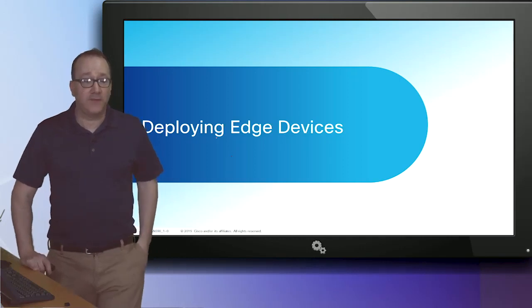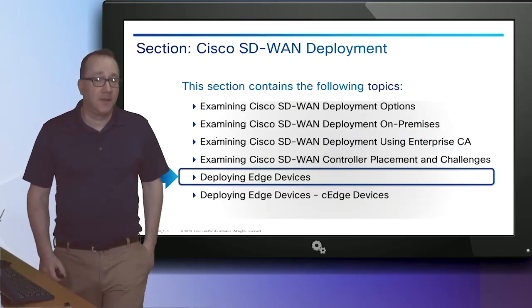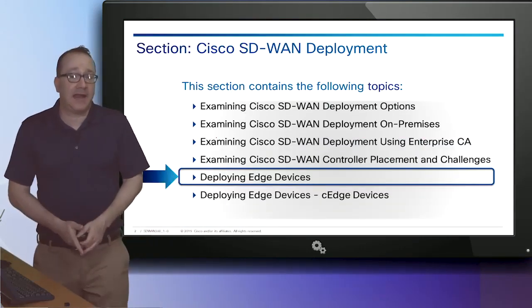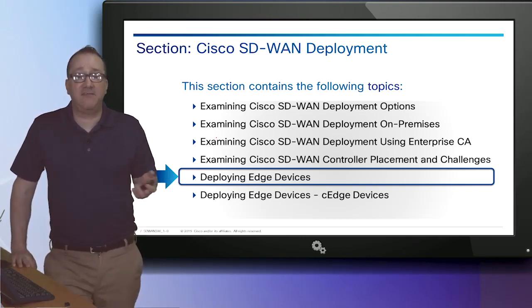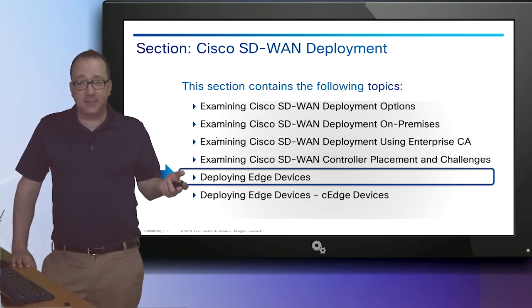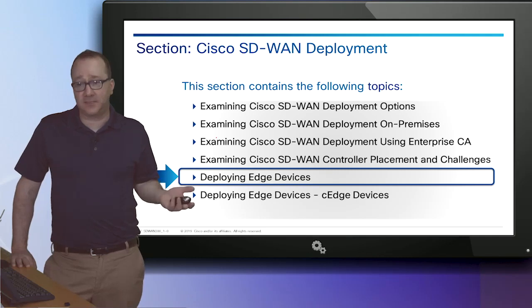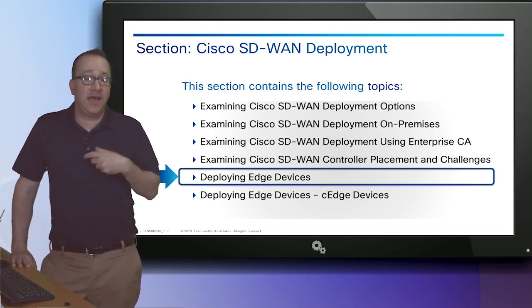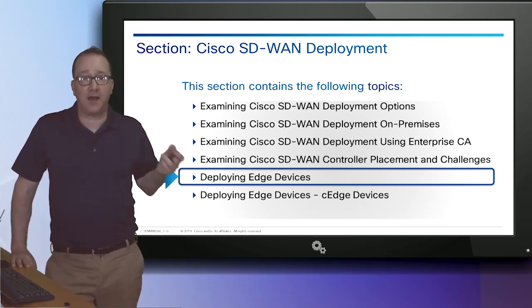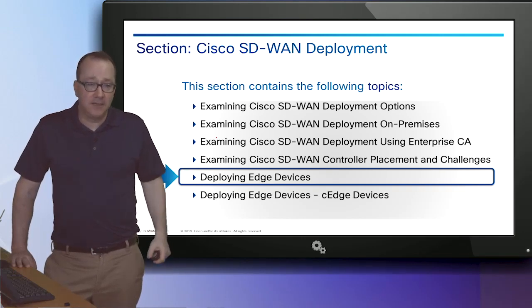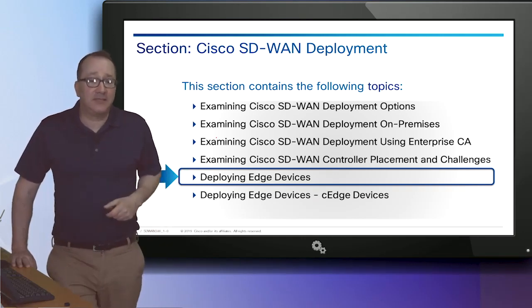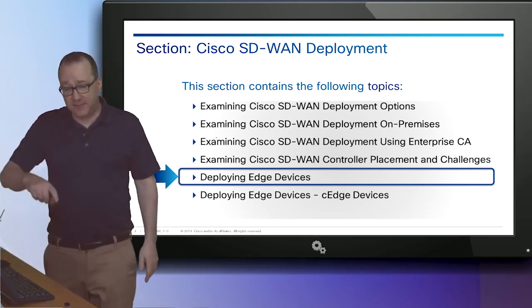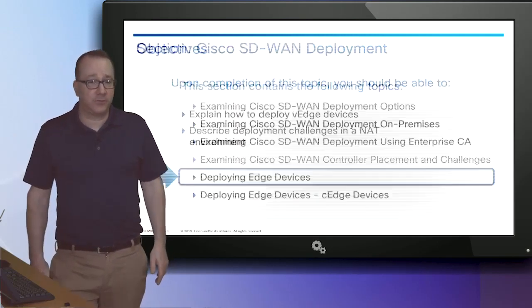We're going to talk about deploying these edge devices. All right. So basically, we're going to just talk about how we deploy the C edge and V edge devices. The C edge is the SD WAN software running on a Cisco device, and the V edge is the SD WAN software running on a native piece of Viptela hardware. And we're going to talk about the challenges we're going to run into in NAT environments and the different types of NAT and how we traverse them.